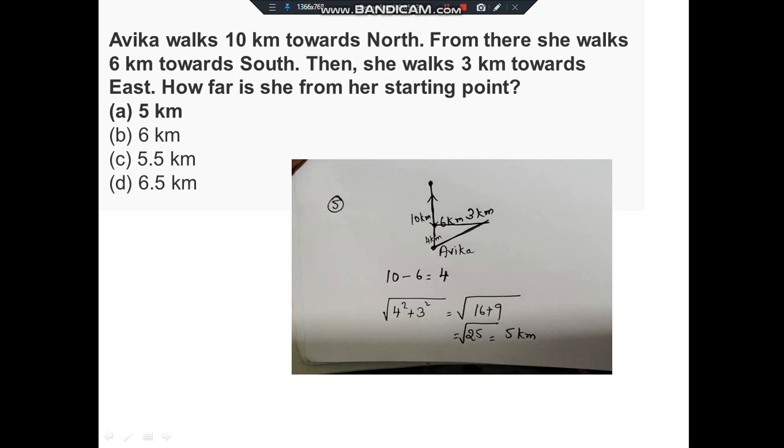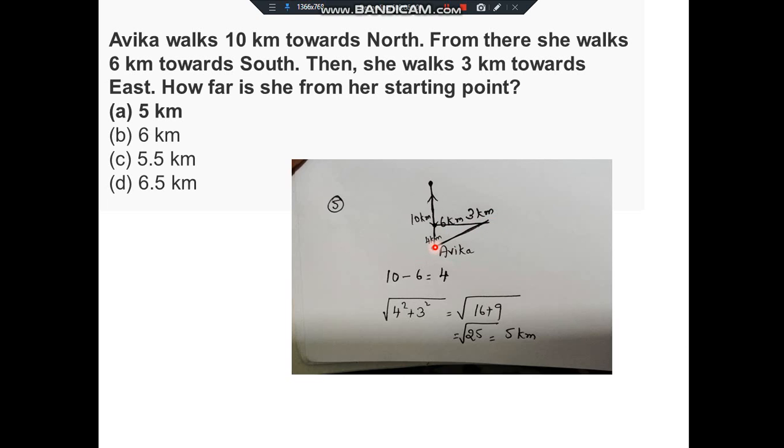Next question. Avika walks 10 kilometers towards north. See, upwards 10 kilometers. From there she walks 6 kilometers south. So going north and coming the same downwards 6 kilometers. So the difference is 4 kilometers. Okay, then she walks 3 kilometers towards east. From 4, again 3 kilometers right side she walks 3 kilometers. How far is she from her starting point?